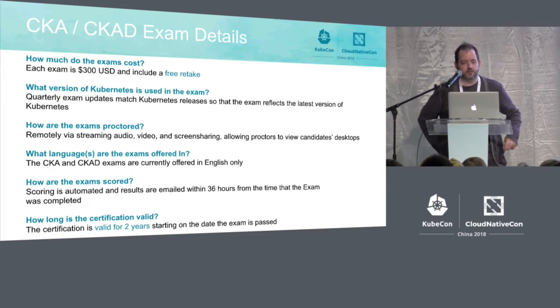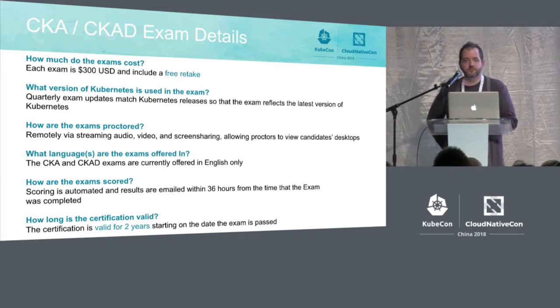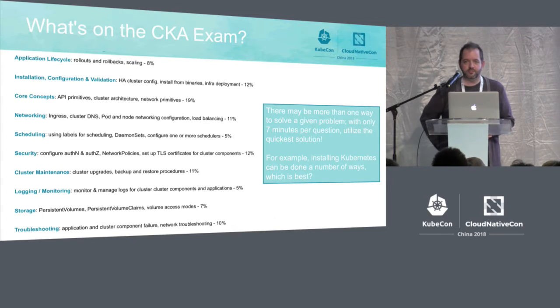And then they're scored pretty quickly. So you're going to know if you passed, and if you didn't pass, there's a free retake. Within 36 hours, you'll get the results, and then you have a year for the retake, and then you have 2 years of certification. So I got certified last year. I'll have to get certified next year again.